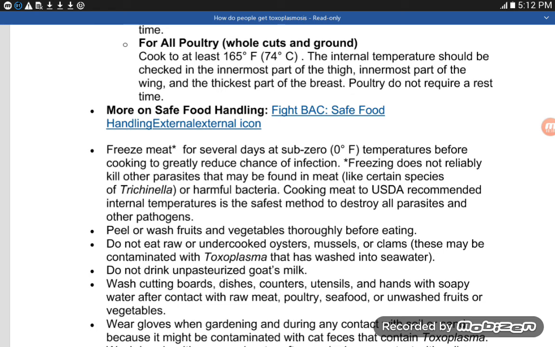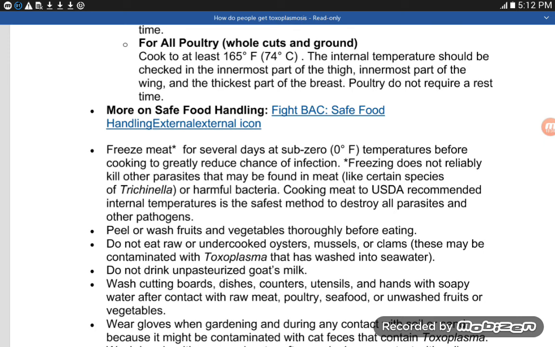So the internal temperature is the safest method to destroy all the parasites and other pathogens. So the best thing is the heating method.